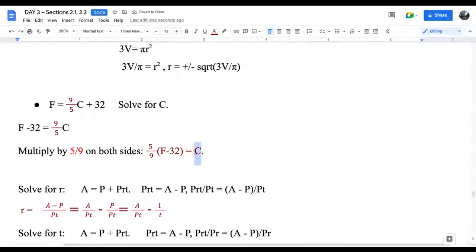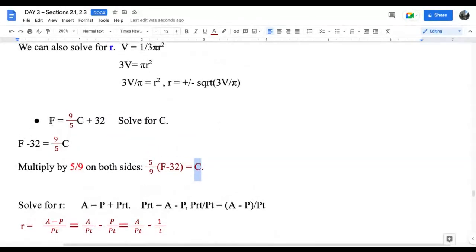You see, we single out c. Before, we had f in terms of c. Now we rewrite this, so these two are actually inverse functions of each other. So solving for c, c is now represented in terms of f and numbers.